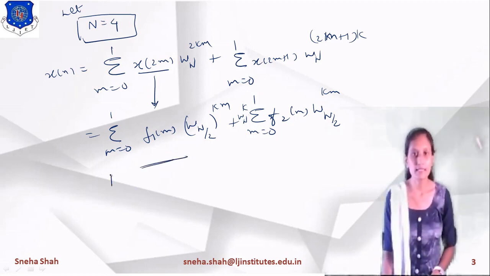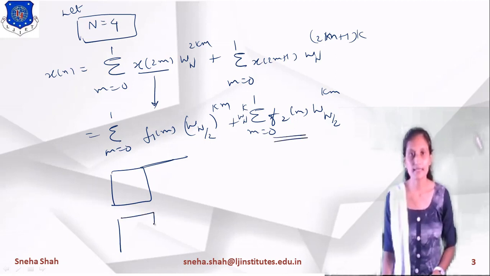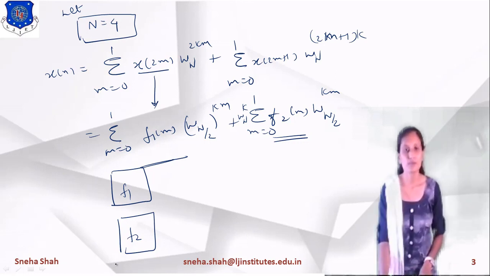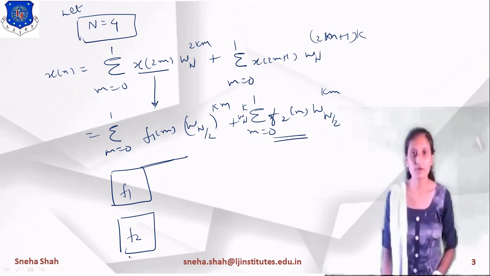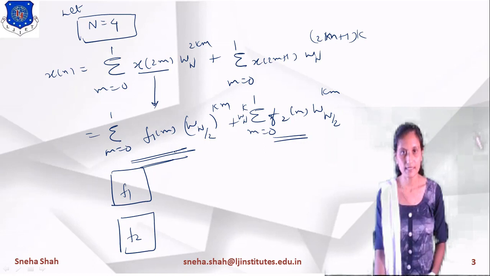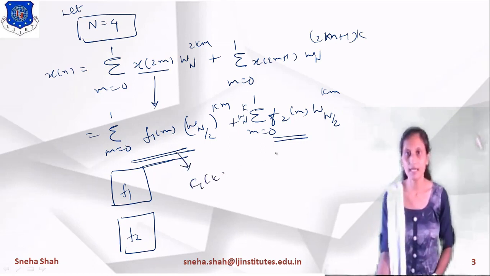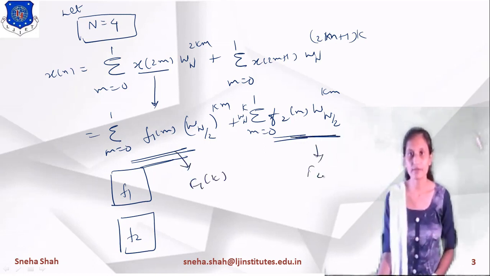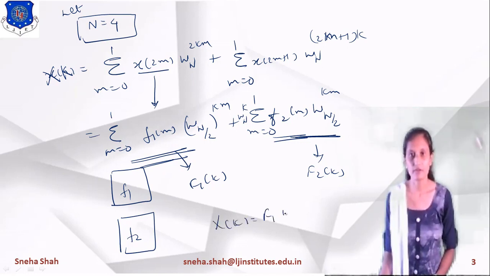Now this will be represented in the first and this in the second. So this one is function 1 and this one is function 2. If I represent these two, this will be considered as F1 of k and this one as F2 of k. So what is the final value? Its final value is X of k equals F1 of k plus W_N raised to k F2 of k, right?